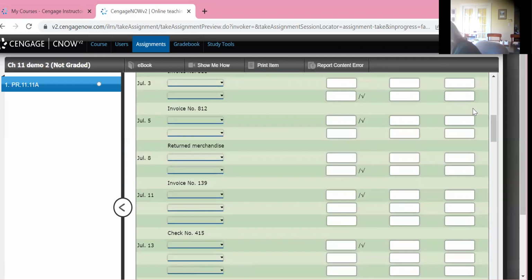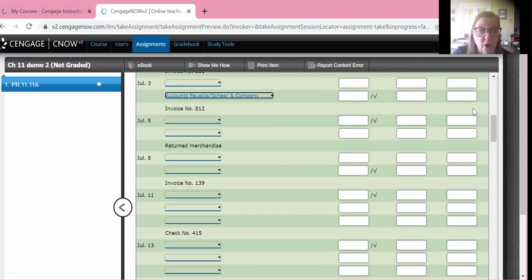On July 3rd, purchase merchandise on account from Shearer and Company, invoice 812, $3,300, terms 1/10, net 30. So again, there's terms. So we know it's an accounts payable. That's the part I know the best, but that's the part I do first. $3,300, and I'm going to debit $3,300 to the purchases account.